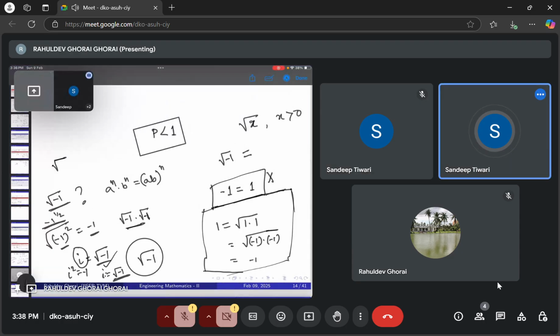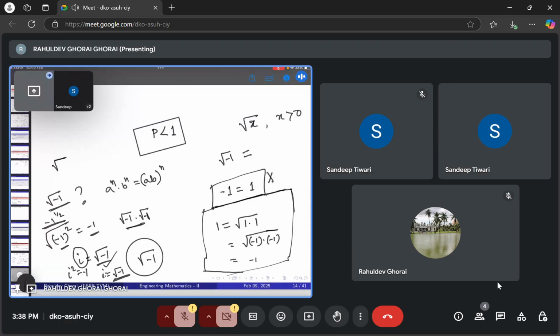Sir, i is a notation. i is a notation for this. I am just denoting it by i. That is nothing but square root of minus 1, minus 1 to the power half. Okay, sir. Yeah.